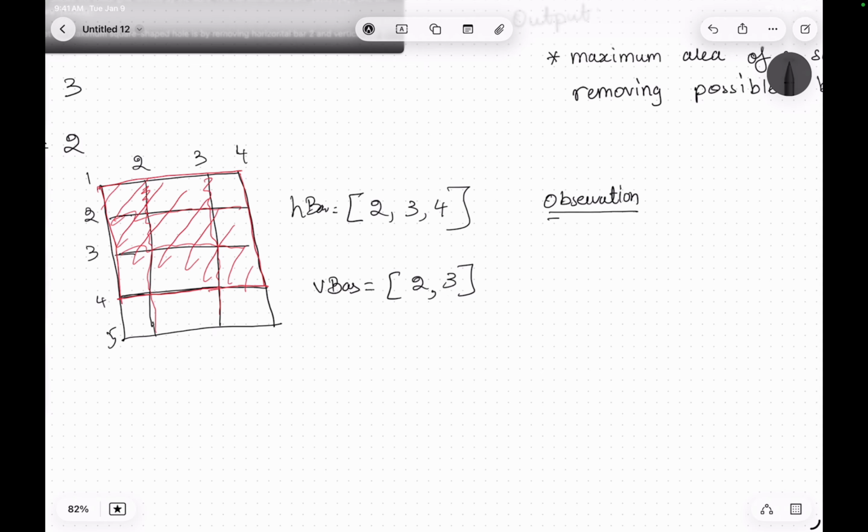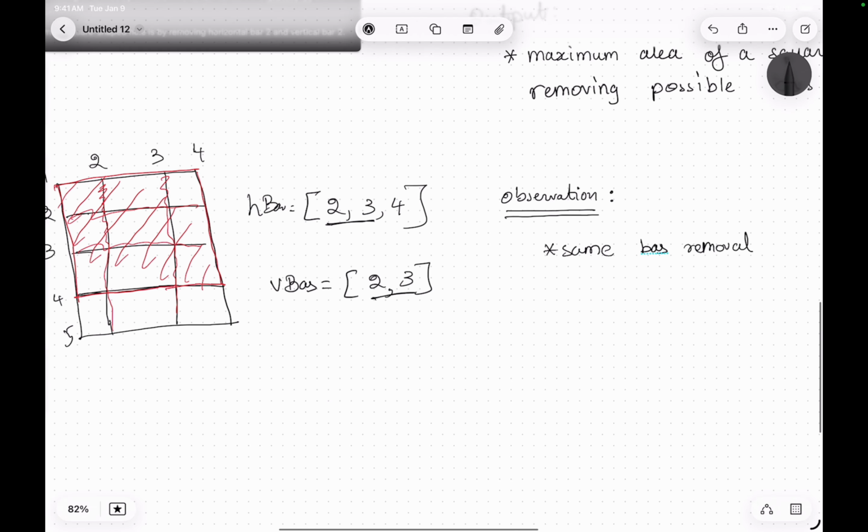We can, the naive or the first observation which will come into our mind is, we can say that these two are same and these two bars are same, and hence resulting in the removal of this, right? So same bars removal, and I'm just trying to explain the observation whichever we can get from this example.